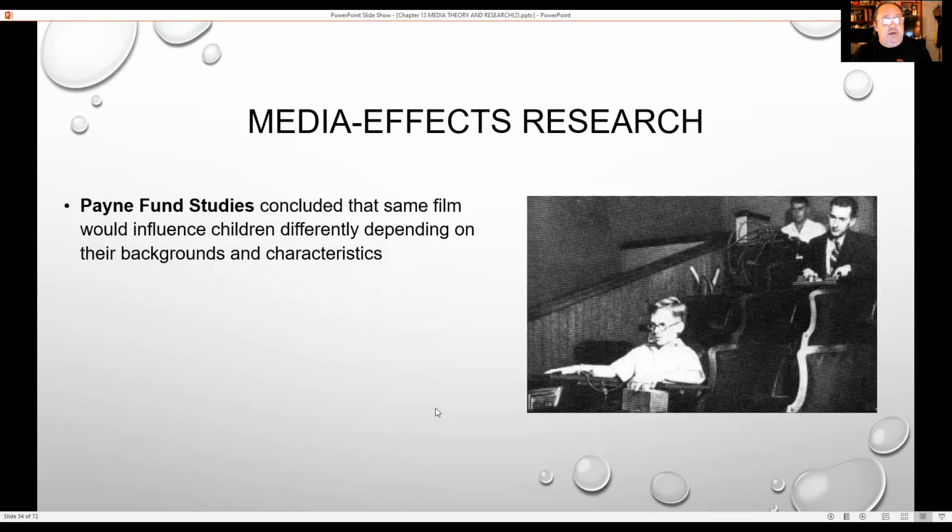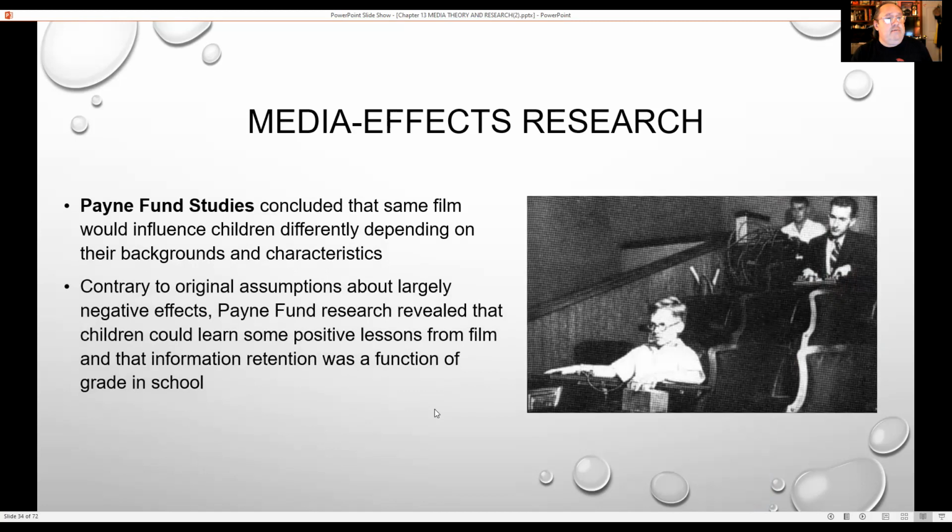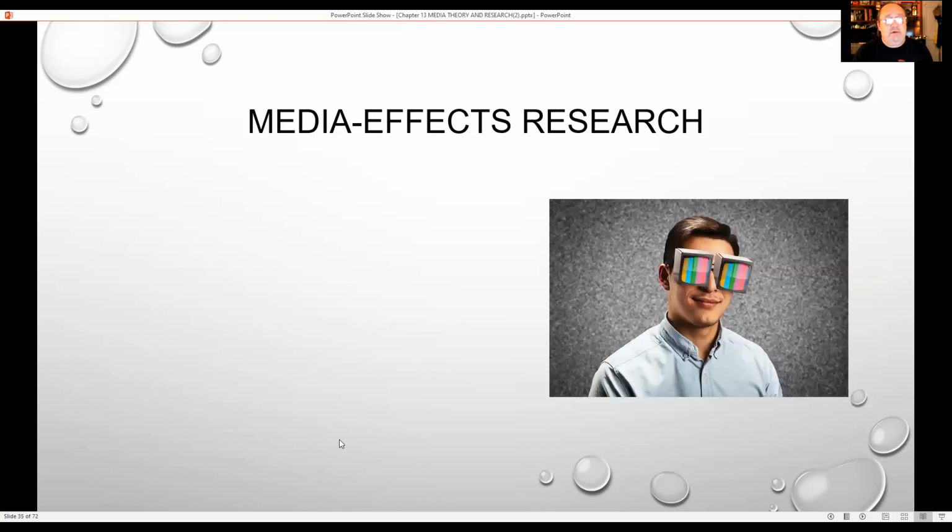The Payne Fund studies, which is mentioned in the book and will be on the test, concluded that children, depending on their backgrounds and characteristics, could be influenced by the same film. Contrary to original assumptions about largely negative effects, Payne found research revealed that children could learn some positive lessons. So yeah, you show kids good stuff, they'll learn good stuff. You show them bad stuff, they can learn bad stuff.